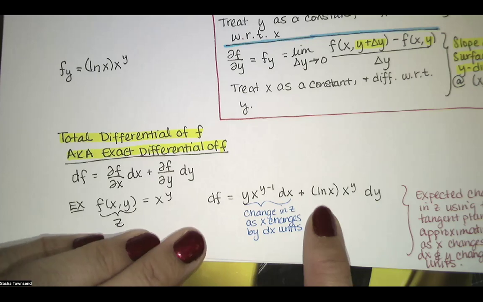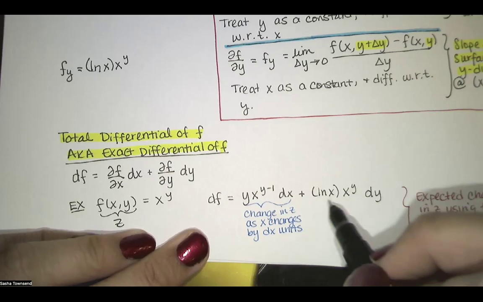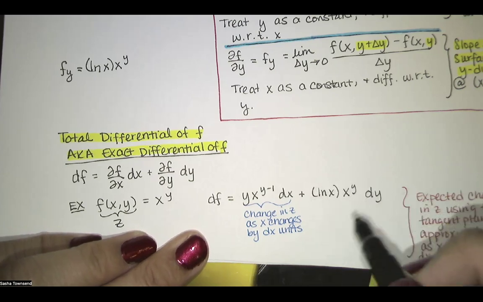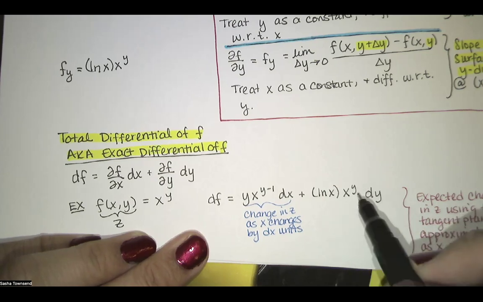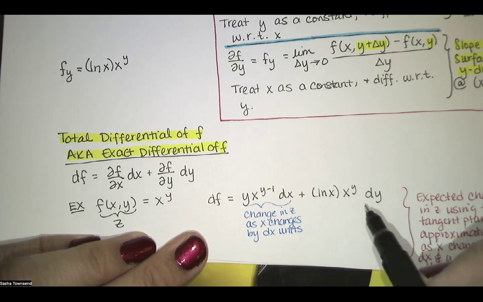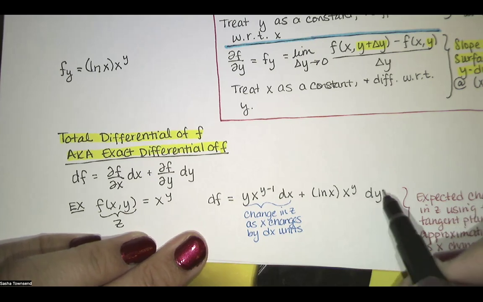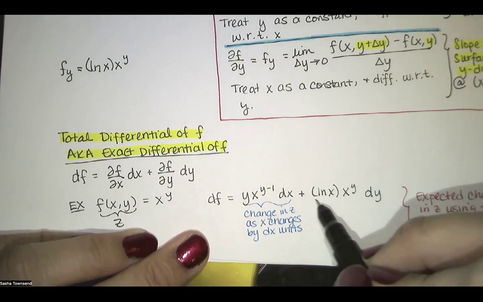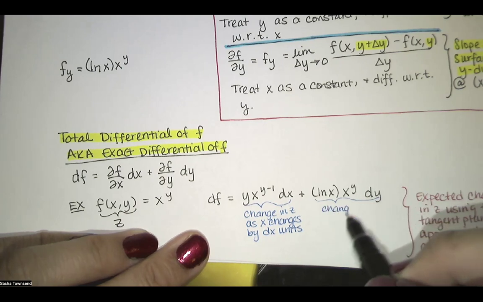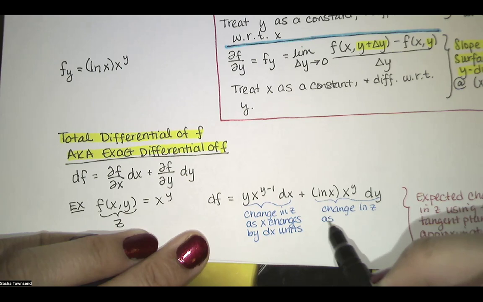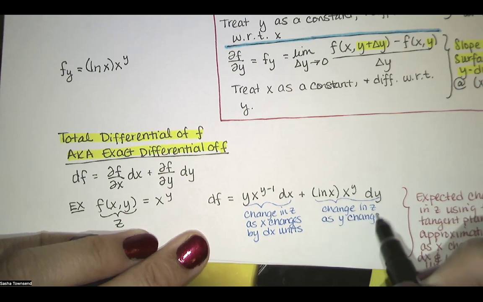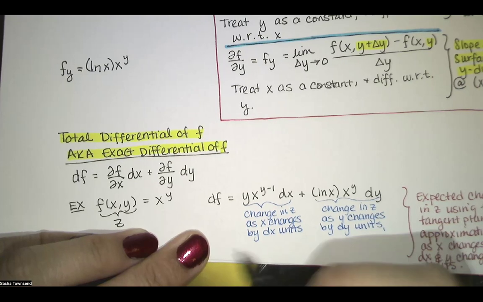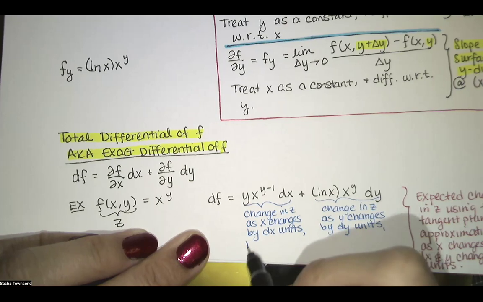And then here we've got a change in z with respect to y, the partial derivative of f with respect to y, or partial derivative of z with respect to y, same thing. We evaluate this at the point x naught, y naught, we get the slope in the y direction at x naught, y naught. If we take that and multiply by a tiny change in y, we get a change in z due to changes in y. So this is the change in z as y changes by dy units. And here we're holding y constant, and here we're holding x constant.